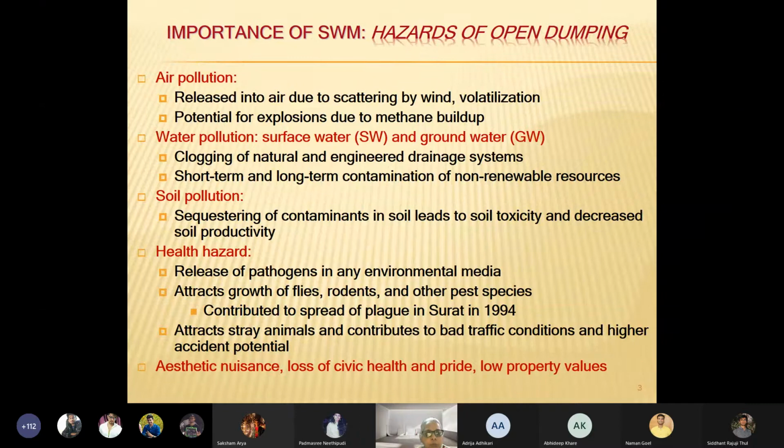Then we come to soil pollution. Now, if you have a lot of waste dumped on open soil, there are contaminants in the soil which will attach themselves to the soil matrix. So this is called sequestering of contaminants that leads to soil toxicity, and eventually it will reduce the productivity of the soil. And productivity means in terms of agricultural productivity. That's what we are interested in.